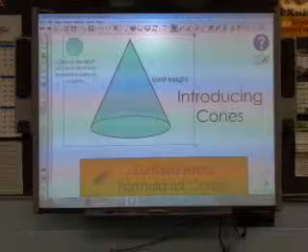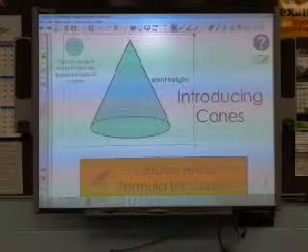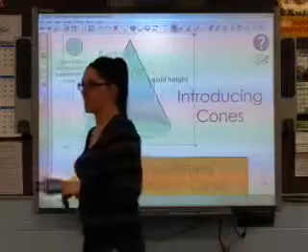Morning. What we're going to look at today is cones, and we're going to look at the surface area of a cone.